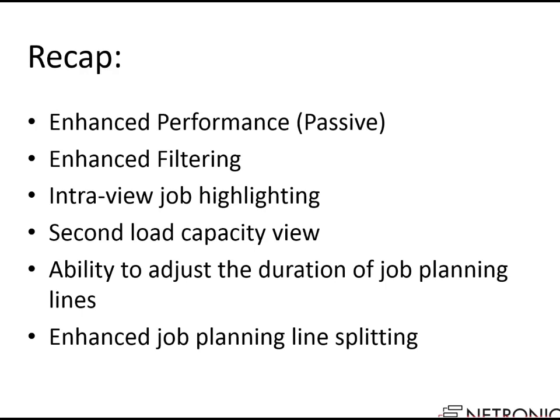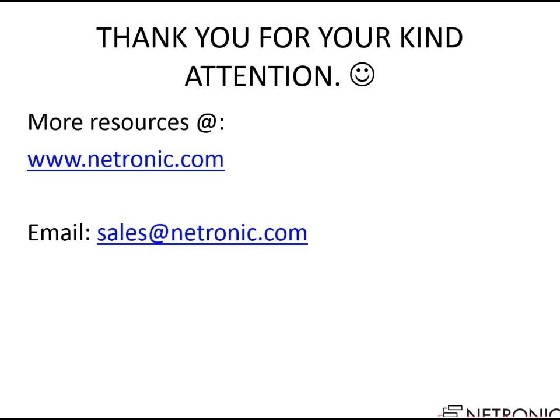And then we also have the second load capacity view, in which case we saw the number values instead of just the visualized histogram. We have the ability to adjust the duration of a job planning line by just dragging it to the left or to the right with the arrow that we saw. And finally, we looked at the enhanced job planning line splitting. So we can split now not only across jobs and resources, but we can define exactly how many hours of a split should go to an alternative resource, on which days, and whether we want to define a link or not.